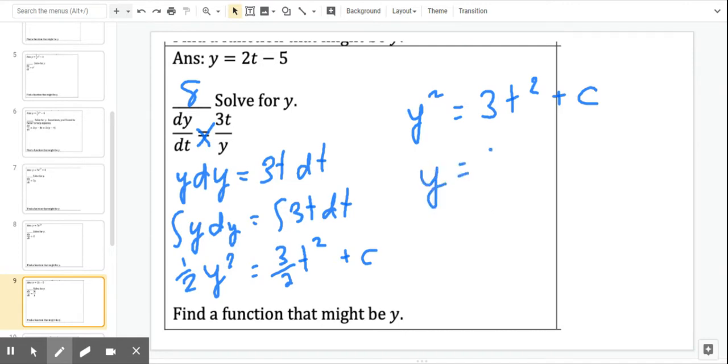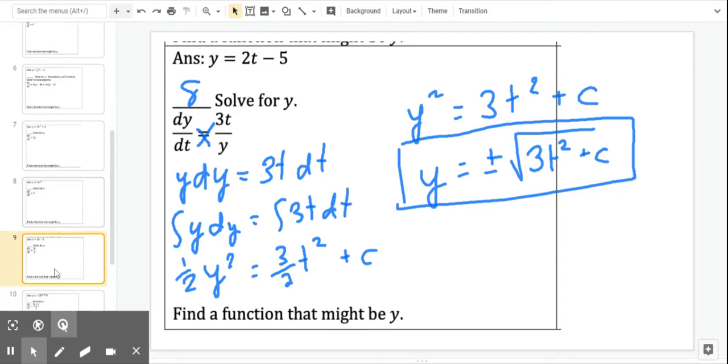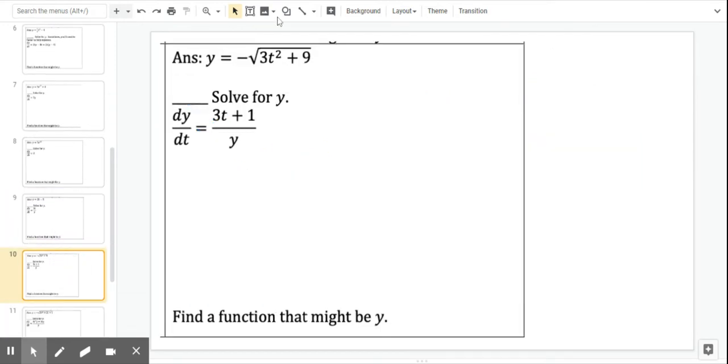And then y equals plus or minus the square root of 3t squared plus c. So we write plus or minus unless we have a particular solution that tells us which one it is. Obviously, we don't have a particular solution here. These are just general solutions because we have a c. So we leave the plus or minus. So now we need to find a function that could be y. So the next one, this one right here, this one is minus, and c is 9.